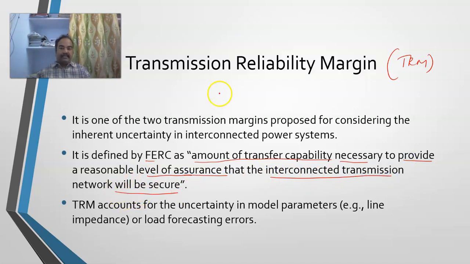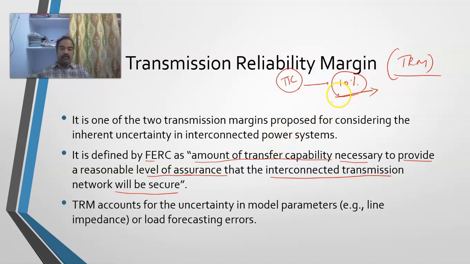So any uncertainty in model parameters, just like line impedance, etc., or load forecasting errors may be happening. So to address these things, some part of transmission capacity, transfer capability is set aside. So in the TTC, 10% will be always, or this is not exactly 10%, some margin will be kept aside for addressing these uncertainty issues.